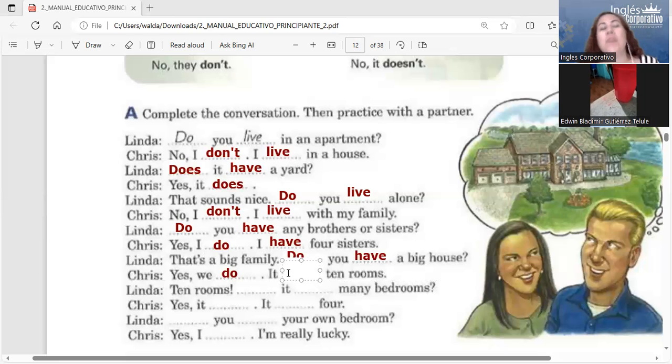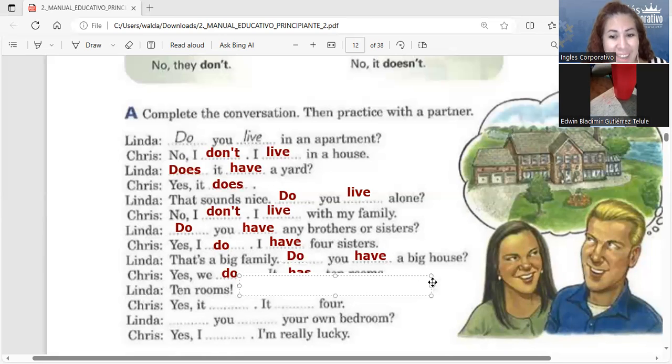It have. Okay, it, third person singular. Has. It has, very good. It has 10 rooms.